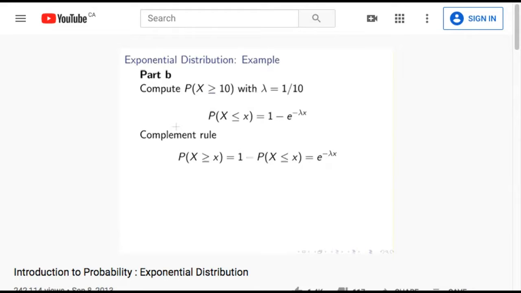So compute the probability of x greater than or equal to 10 when lambda equals 1 divided by 10. Now, this is the first important point here to pick up on. That is greater than or equal to 10. That's the complement. So what we're going to do is apply the complement rule here. So the probability of x greater than or equal to small x, the time period, is the complement of this. So we have 1 minus this here.